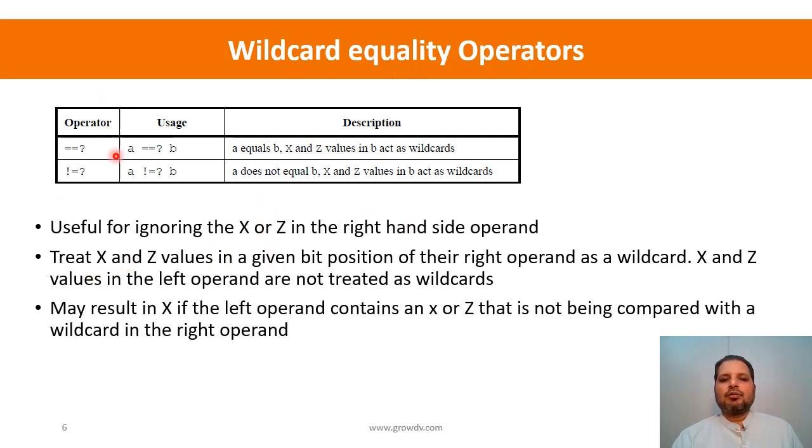But if the left hand side operand itself contains x or z, what we talked about, ignoring, happens only for the right hand side operand. If the left hand side operand itself contains x and z's, then the result can be x again, as we saw in the case of the general equality operators. The same results will show up even with the wildcard equality operators.